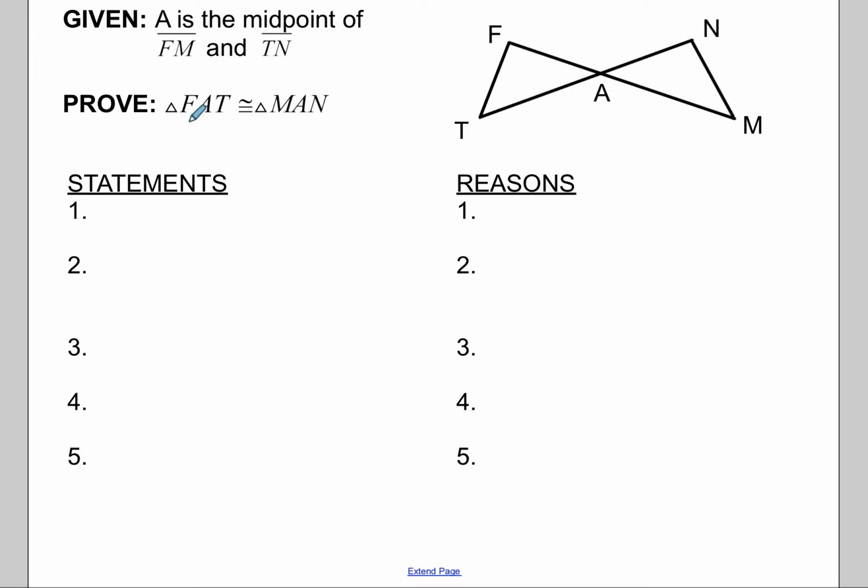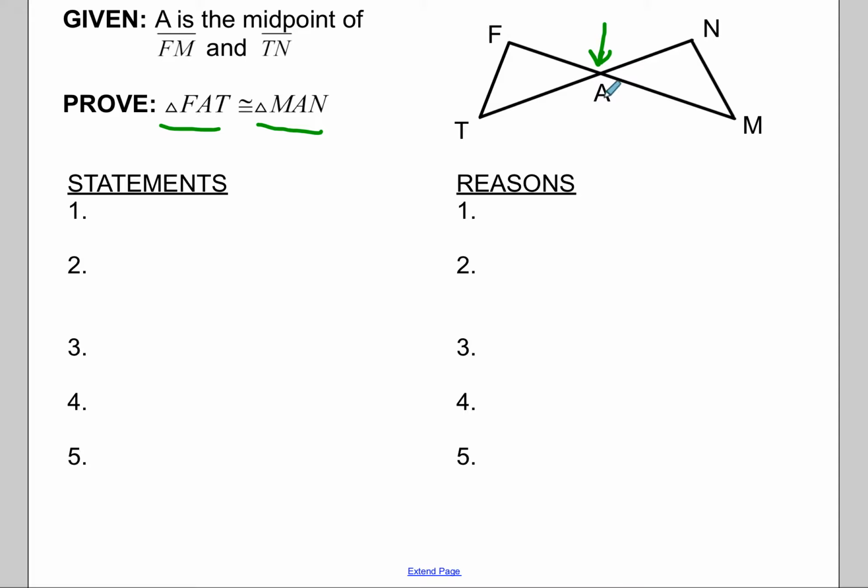We are given two pieces of information. Here's the picture: A is the midpoint of FM. You see FM is this segment there. That is the segment FM. So A is the midpoint of FM, and it's also the midpoint of TN, which is that segment right there. So we're given that A is the midpoint of FM and TN. And of course, what we're trying to prove is that triangle FAT is congruent to triangle MAN.